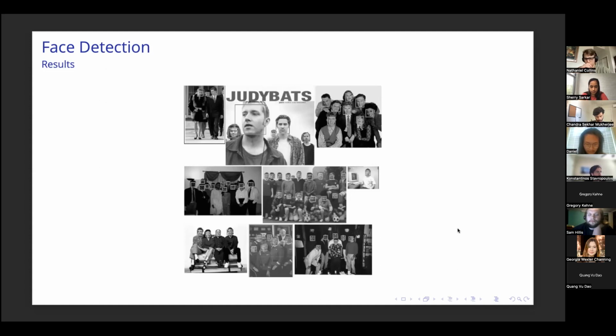Okay, so there are some mistakes made, but the reason that this is very useful or interesting is that from the moment you give an image, only a fraction of a second passes until you have every face circled.